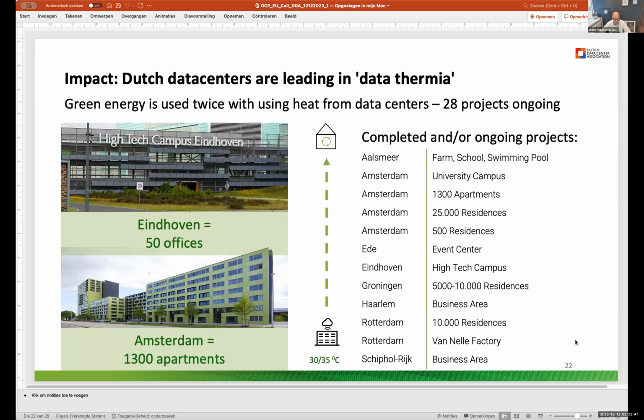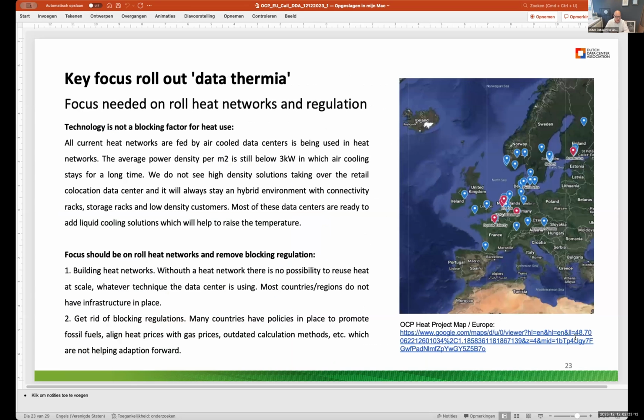The Netherlands is a country with lots of natural gas and a natural gas network. So there are hardly any heat projects or heat networks, sorry. But in terms of heat projects, I think we're the largest in Europe. So that is really good if you look at the data center projects. And the main challenge is getting more heat networks. It doesn't matter what technique a data center has.